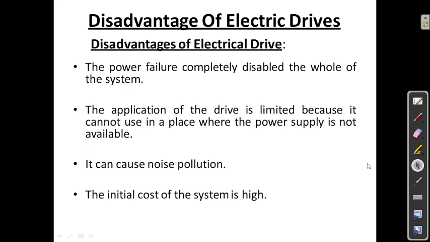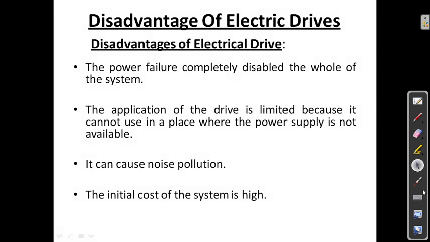Then the disadvantages of the electrical motor drive. A power failure completely disables the whole system. So a power generator should be there for electrical drives. If there is any failure, the whole system is disabled. It might collapse. That is the main disadvantage of this electrical drive.